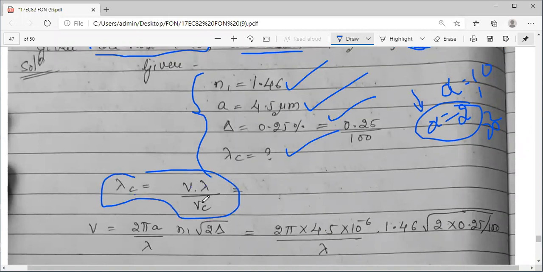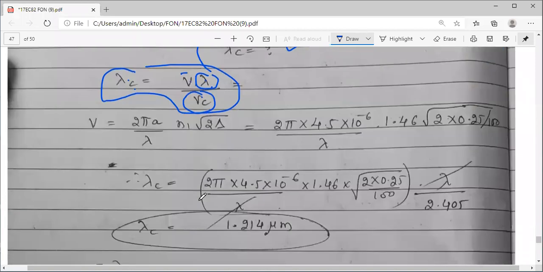So it is V lambda by VC. Fine. If you observe, there is one more unknown here. See, in a single equation, two unknowns are there, lambda C and lambda. So how to work on this? Let's see how we can do it, because lambda is not given in this, and you cannot assume any value either. So what I will do is use VC, which is actually 2.405. I have used it.